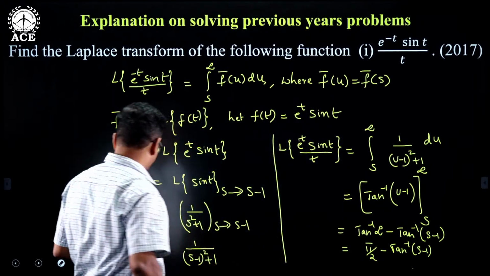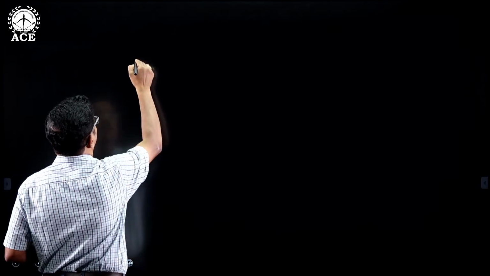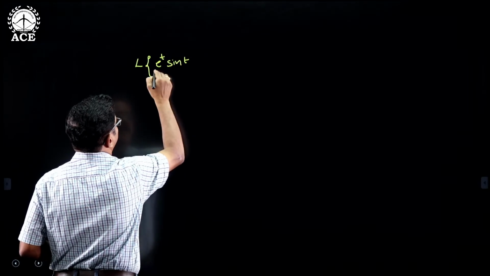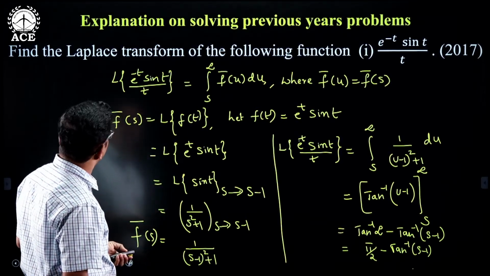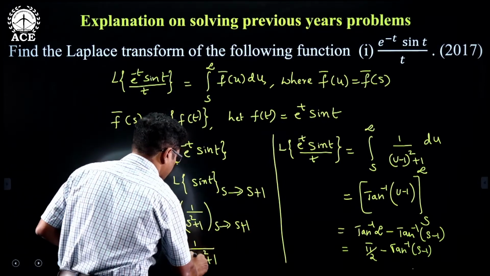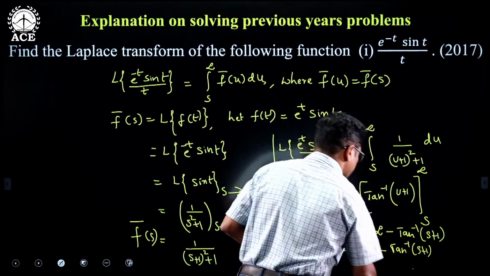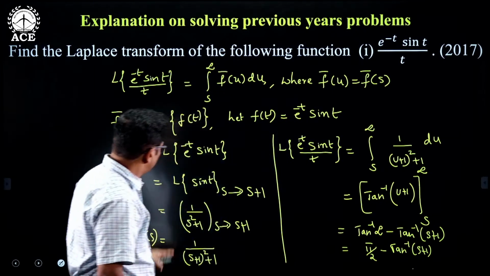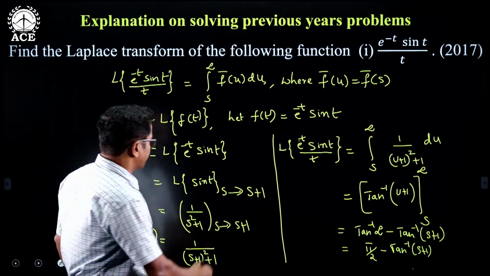So therefore, L of e power t into sin t by t. Okay, L of e power minus t, na? Sorry, s plus 1 I have to change. I took only e power minus t. So e power minus t means s is shifted to s plus 1, as per the first shifting theorem.